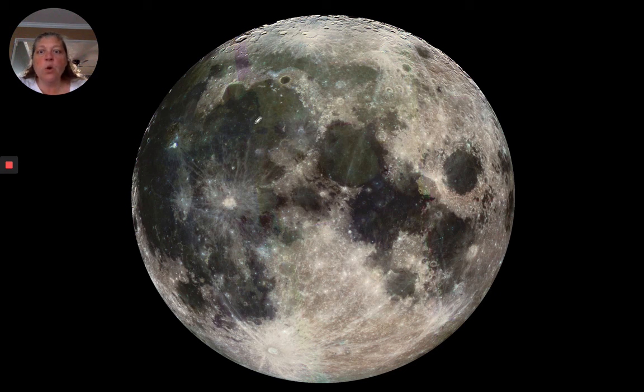These dark areas on the moon are called maria. Mar is sea. These are old basalt lava flows. And you can see all the impactors on the moon, the craters. See how the moon has a ridged surface.